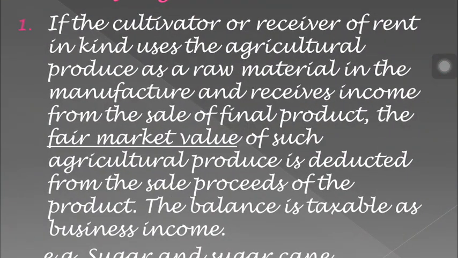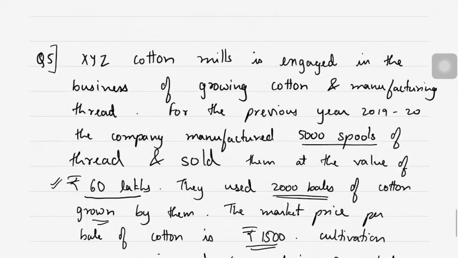Let's see the PPT again. Partly agricultural income. If the cultivator or receiver of rent in kind uses agricultural produce as a raw material, if your agricultural product is used as a raw material in the manufacture and receives income from sale of final product, the fair market value of such agricultural produce is deducted from the sale proceeds of the product. The balance is taxable as business income. Okay. Now, in this case, we did the same thing.